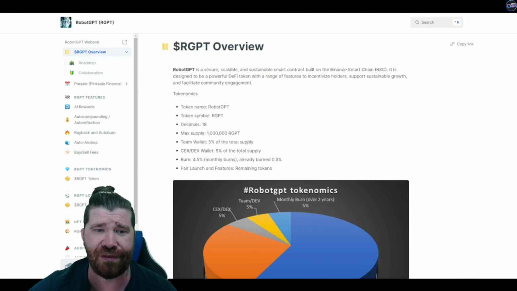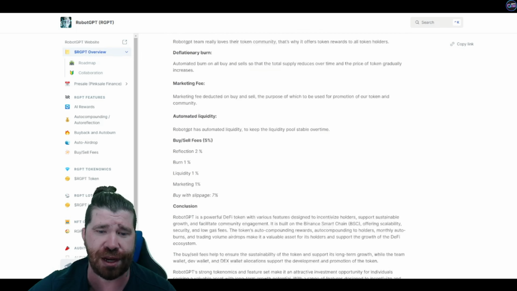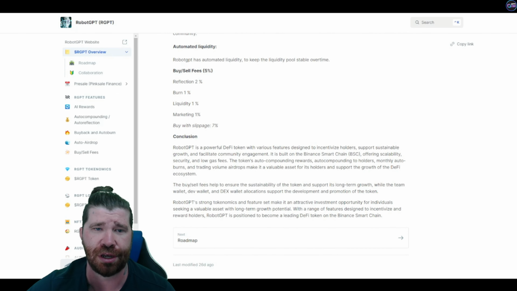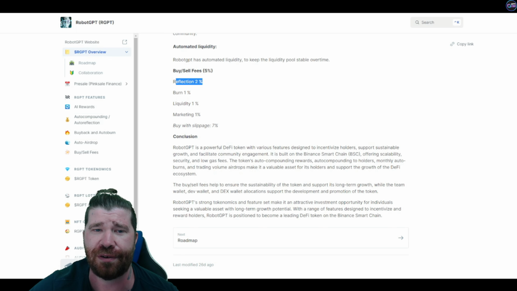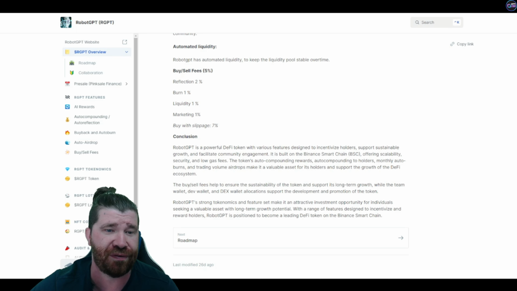You guys will see that they do have an overview whenever it comes to the overall project, right? So, we do have like a document, right? We have a lot of important details. We do have fees as well. So looks like we got 1% for burn, right? 1% for liquidity, 1% for marketing. We have reflection, 2%. So it looks like buy and sell fee is going to be 5%.